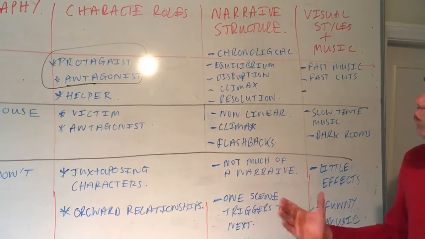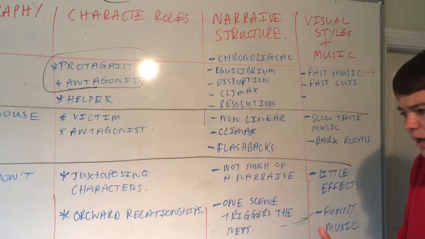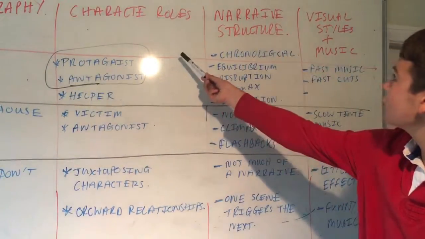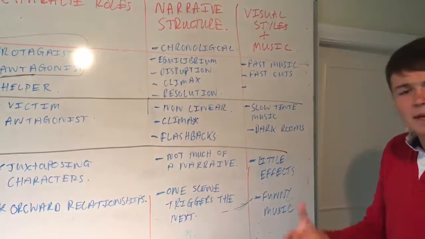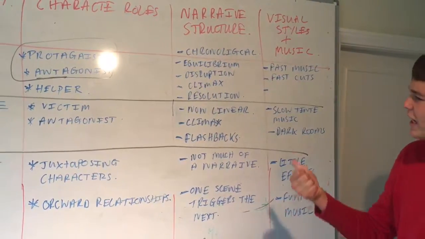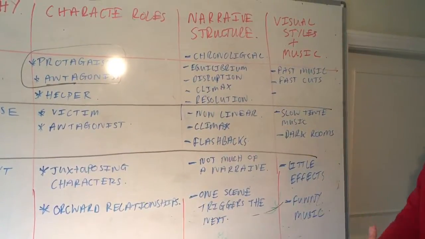Now, when we watch a film like action, horror, comedy, we go to the cinema and we have expectations of the iconography, the character roles, the narrative structure, the visual styles and music. We have expectations. We go there thinking we're going to see these characters. We're going to have these kind of themes, okay? That's the expectations of a genre.